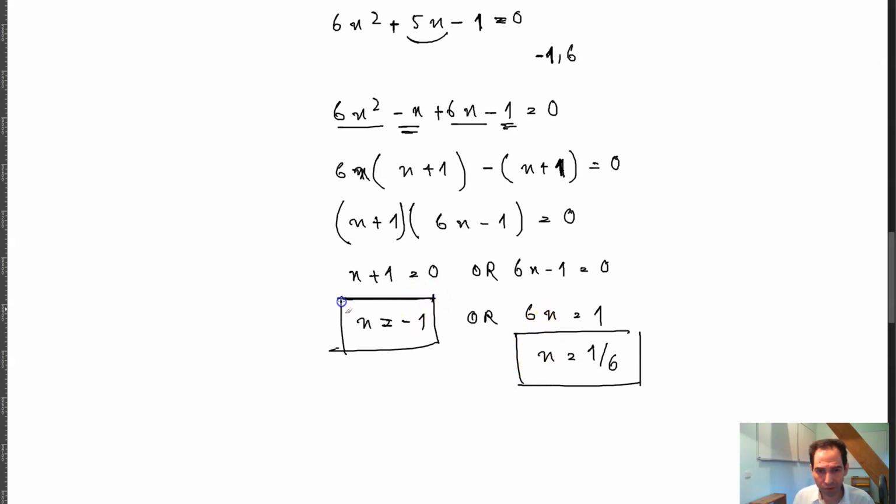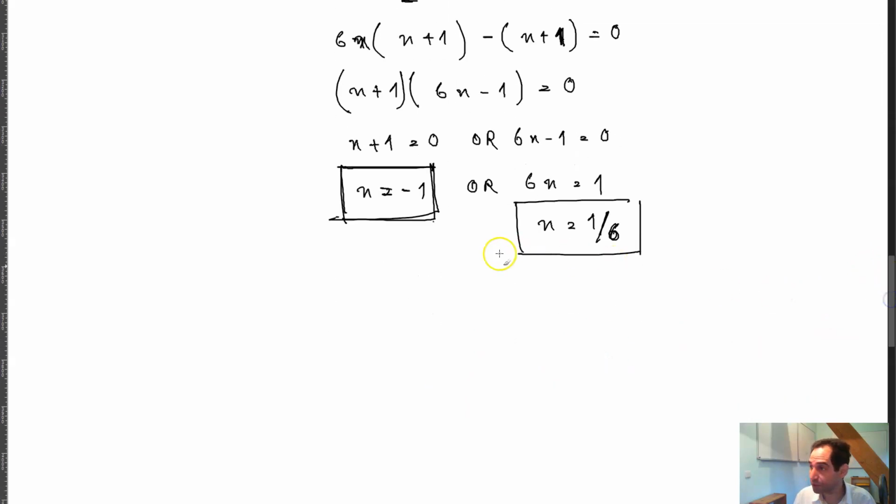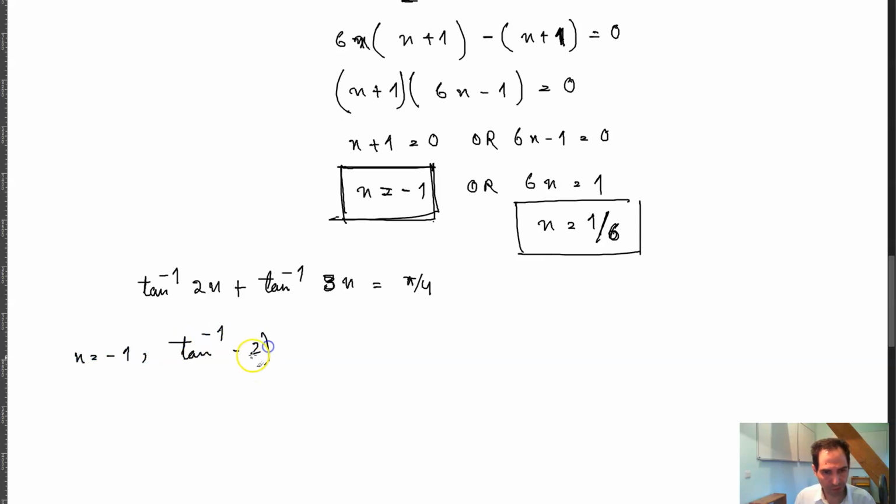Now, of course, you need to go back to the equation that you had and test these numbers, meaning that the equation that we had was the tan inverse of 2x plus the tan inverse of 3x is equal to pi by 4. Now if x is equal to negative 1, then we have tan inverse of negative 2 plus the tan inverse of negative 3 is equal to pi by 4.